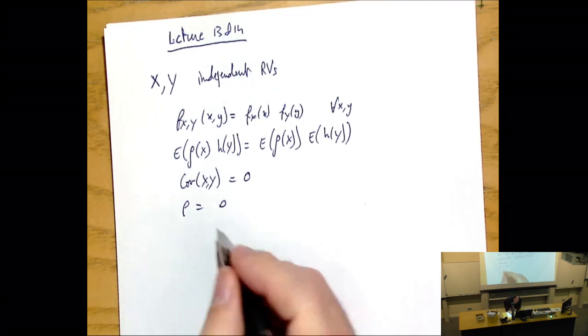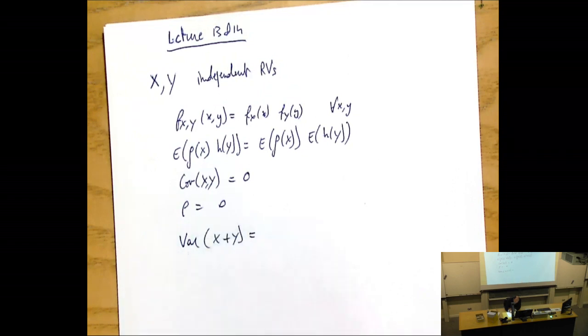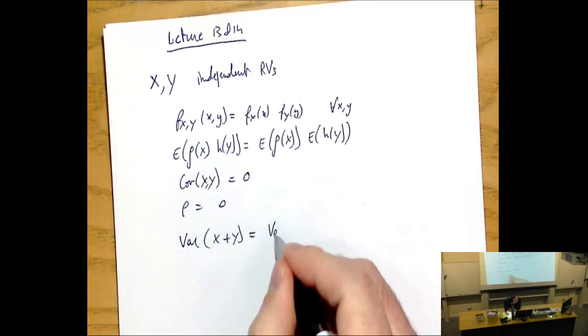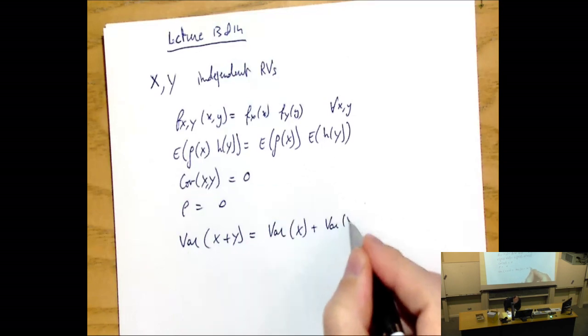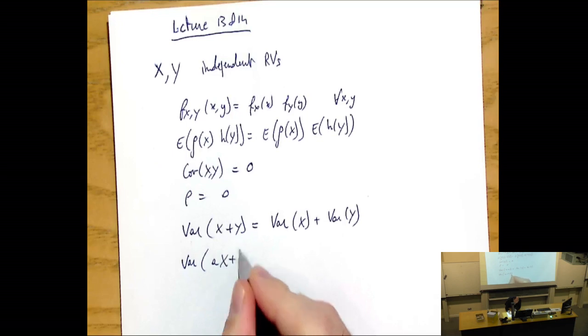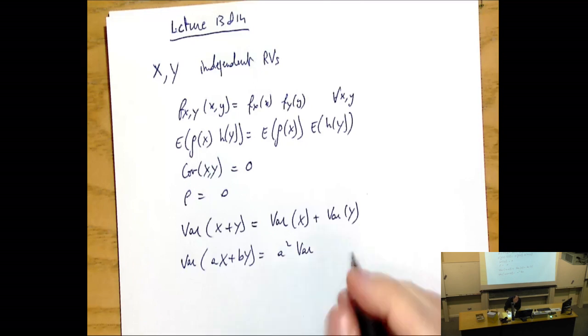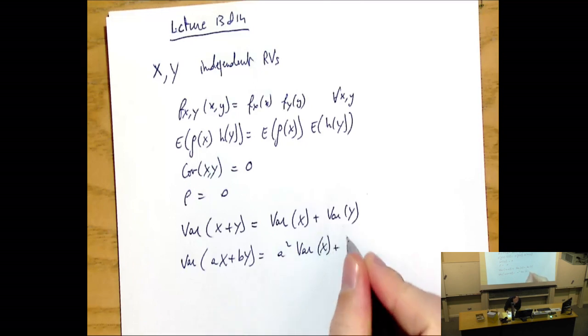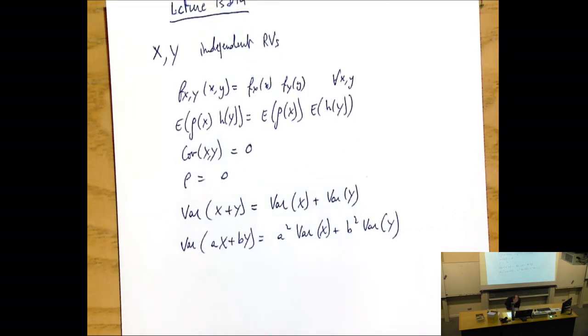And then we saw that the variance of the sum of two independent random variables is equal to the sum of their variances. And more generally, if you have a linear combination of those two, ax plus by, the variance is a square variance of x plus b square variance of y. Again, if they're independent, this holds.